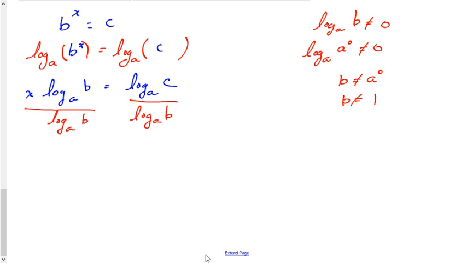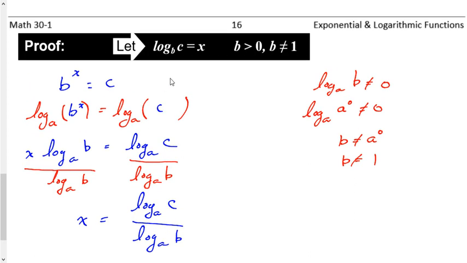That gives me x is equal to log base a of c over the log base a of b. Where did we start this question? We started by saying, let's just suppose that the log base b of c is equal to x. So this is equal to log base b of c, and we have proven this law of logarithms.